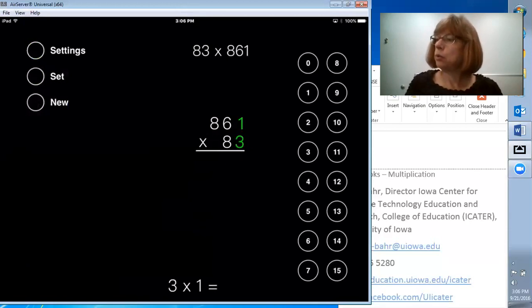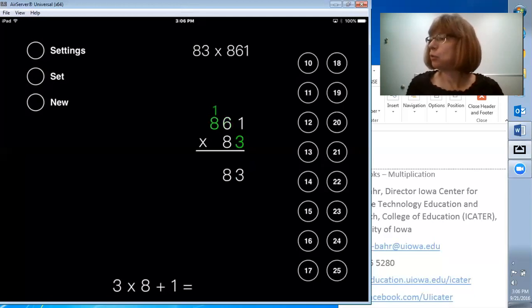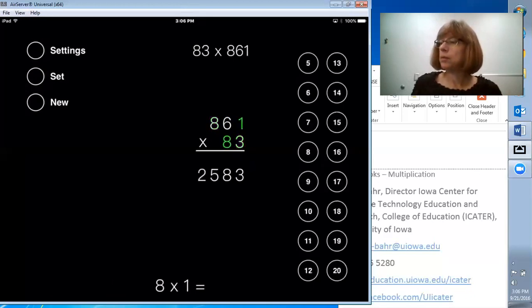And we can do, again, 3 times 1 is 3. And that's the animation. You could make that faster or slower if you wanted to. 6 times 3 is 18. 3 times 8, 24 plus the 1. And so it's got it down here, 3 times 8 plus 1. 24, that's what, 25. And it gives us the answer.